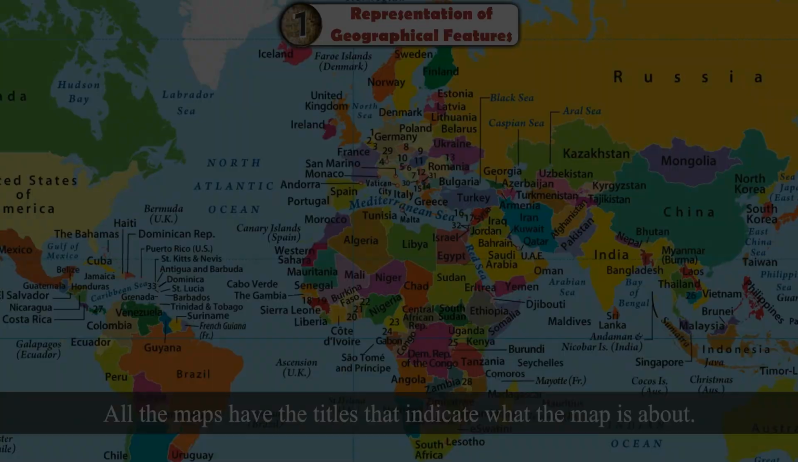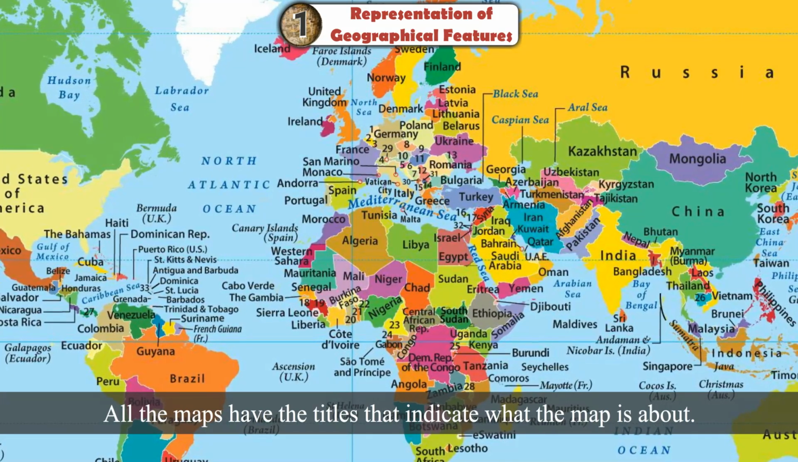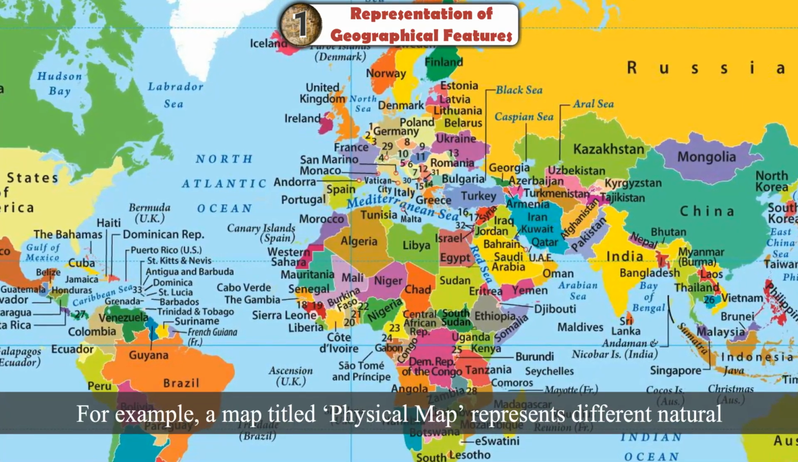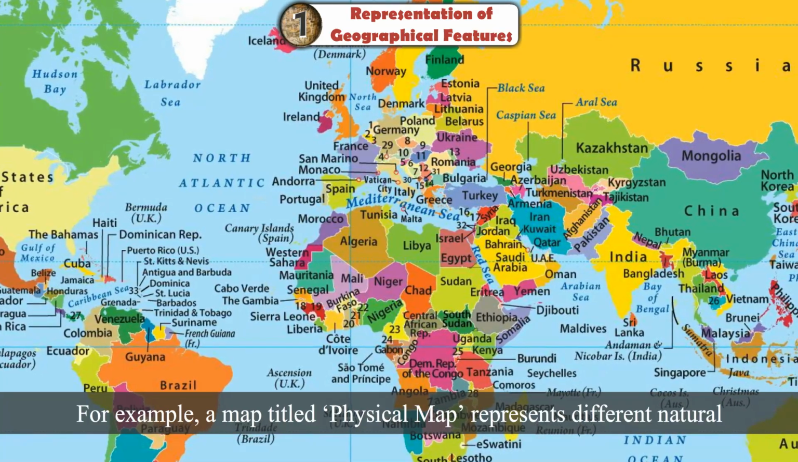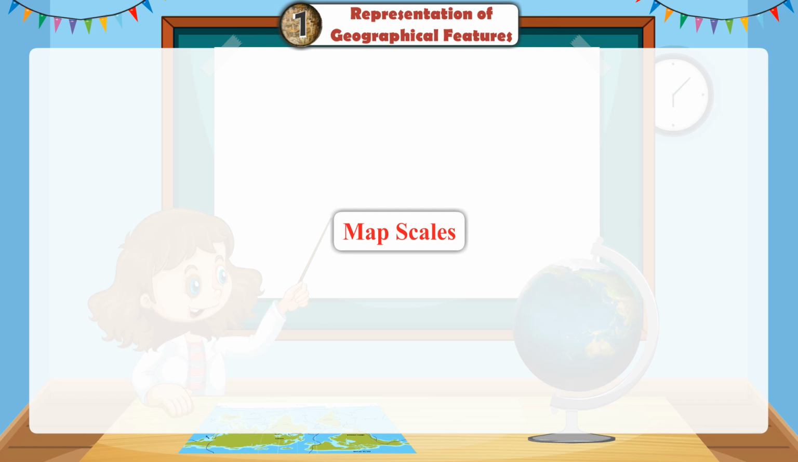Title. All the maps have titles that indicate what the map is about. For example, a map titled Physical Map represents different natural or physical divisions of the world.